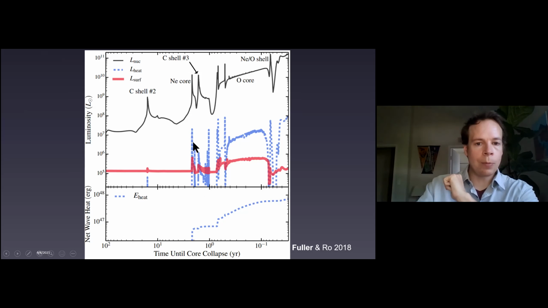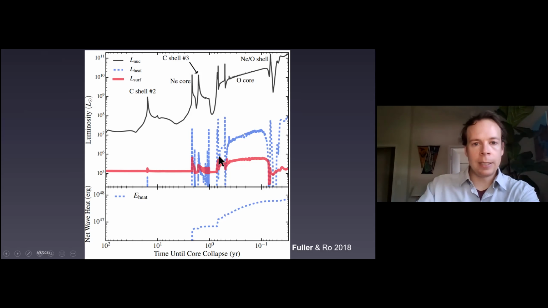This is one such model, including energy transport by waves, where the blue dashed line is showing you the amount of power that's actually escaping from the core as waves that's then damping in the surface layers of the star. And it's basically nothing until the last couple of years of the star's life, and then it can be of order 10^6 or 10^7 L_sun. So that can be 10 or 100 times more energy than the photons are carrying at the surface layers of the star. So that means these waves can have a really profound impact.